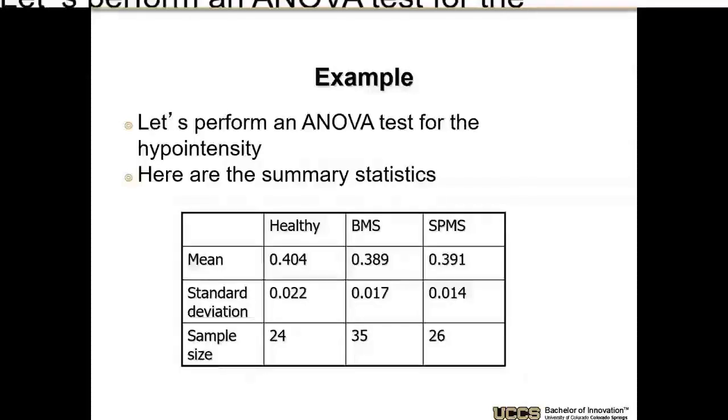So just to show you an example of what this might look like, we're going to take some of these healthy subjects with BMS and SPMS, I don't know what those are anymore. I have some means, some standard deviations, and some sample sizes, and now the question is, is there any difference? So you can think of this as, I have an experiment, I ran it, and I got a mean and standard deviation for 3 different algorithms. It's really the same question. Is there a difference among these algorithms?